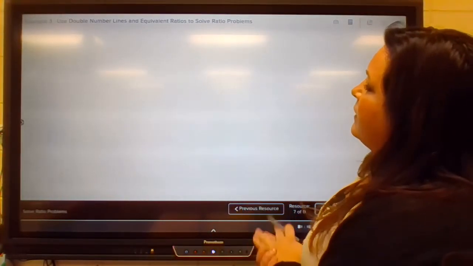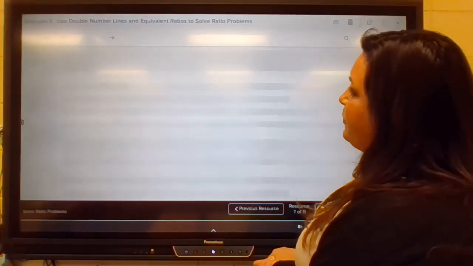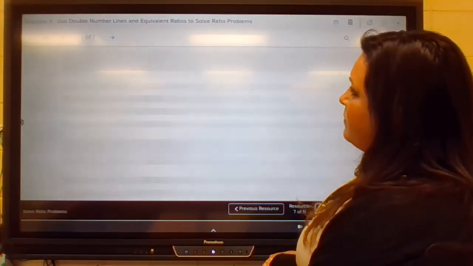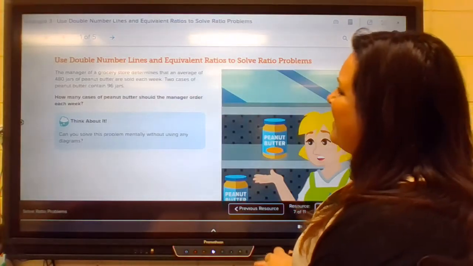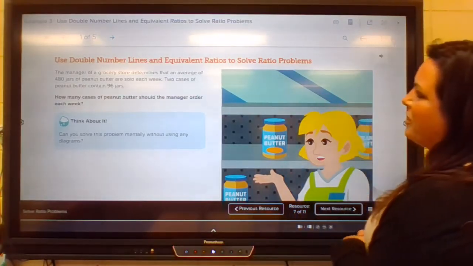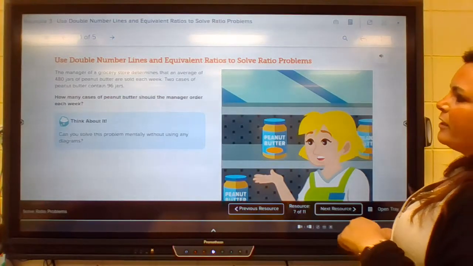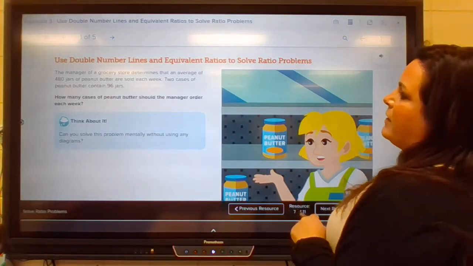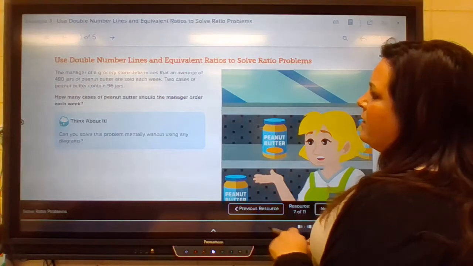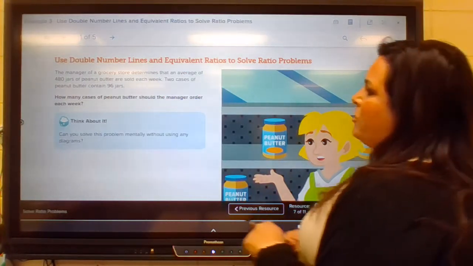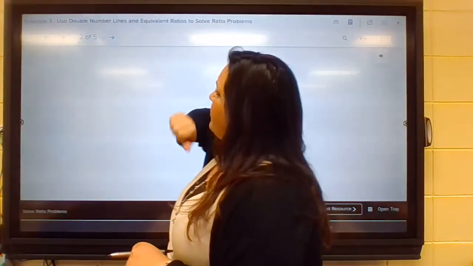Now, let's take a look at another double number line. Okay, so the manager of a grocery store determines that an average of 480 jars of peanut butter are sold each week. 2 cases of peanut butter contain 96 jars. How many cases of peanut butter should the manager order each week?